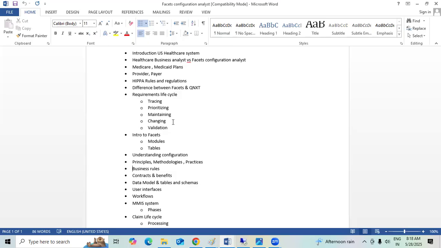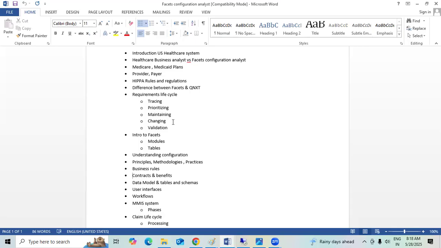rules. What rules that we have identified and understood, and any changes that are needed based on the stakeholder interaction we had, or else any new rules that we are defining. All these things are part of business rules. Next one about the contracts and benefits. What are the different contracts we have, right? So what about the benefit enrollment? That part will be after contracts and benefits.